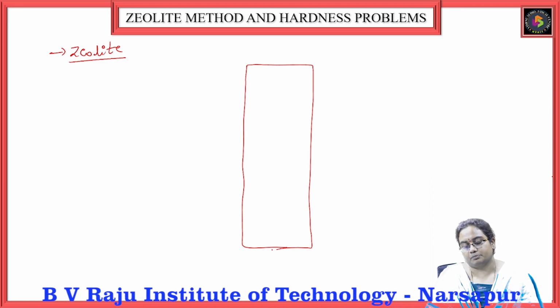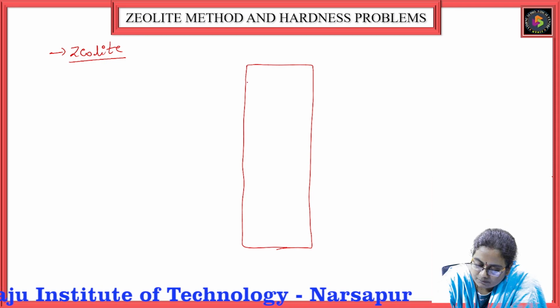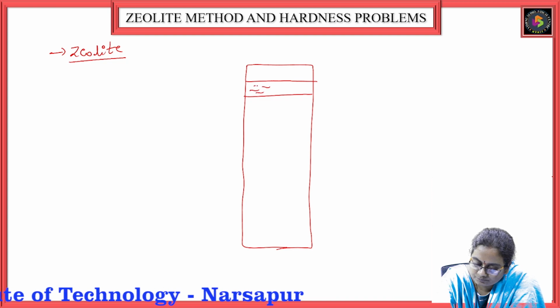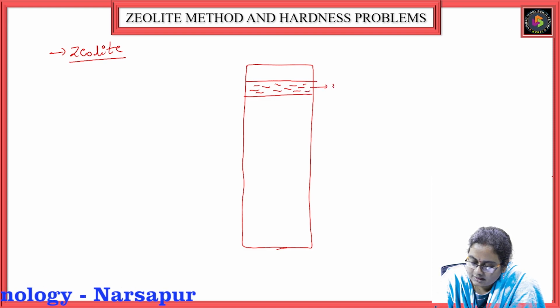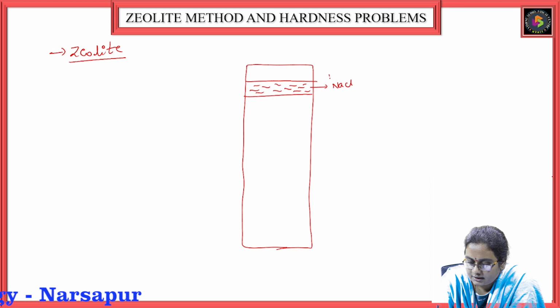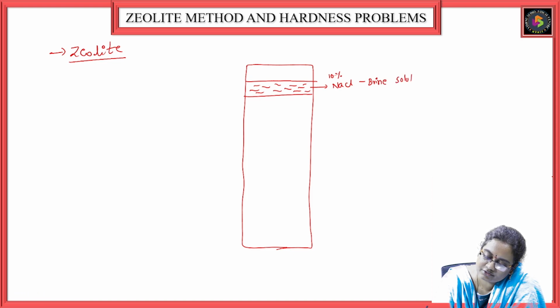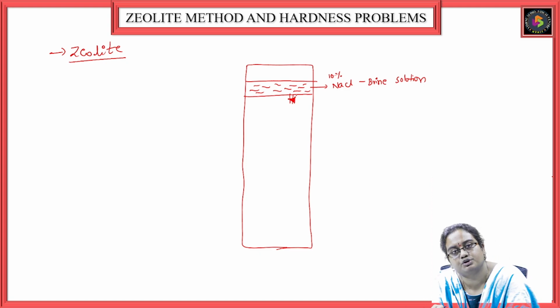So this is your zeolite chamber, and this zeolite chamber itself consists of partitions. The first chamber consists of brine solution, nothing but 10% NaCl, which is known as brine solution. This brine solution has a tap-like structure for its removal. Whenever it is essential, it will be loosened, and then automatically the brine solution will enter.